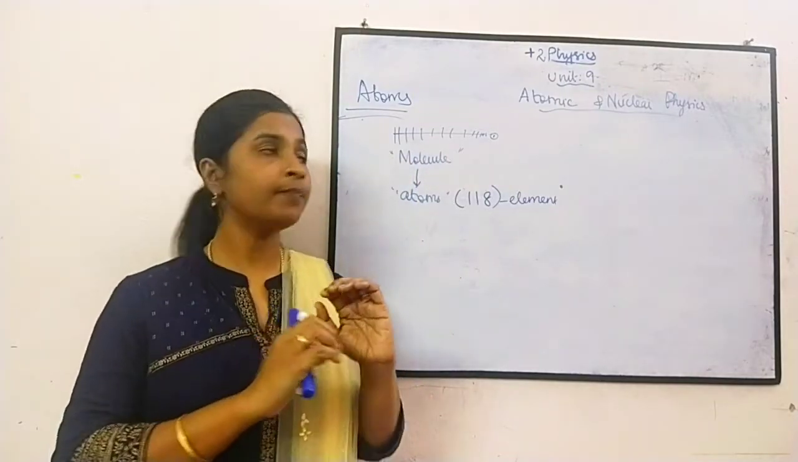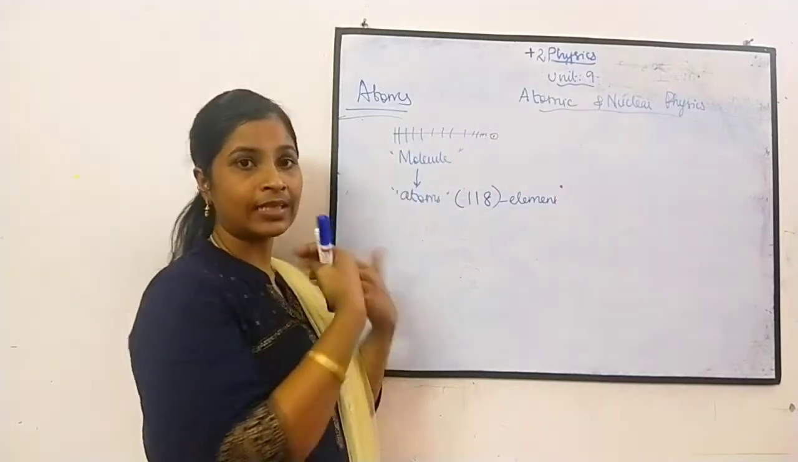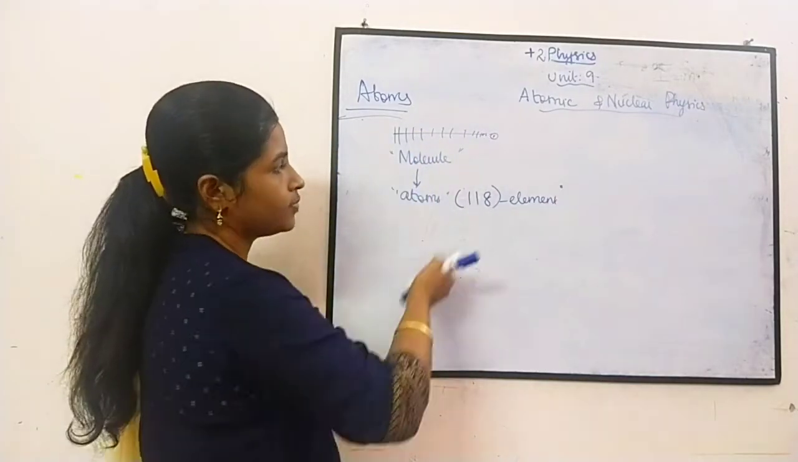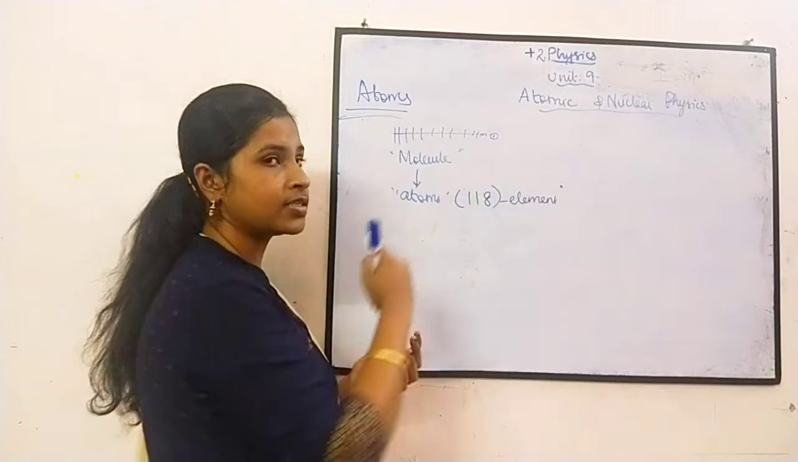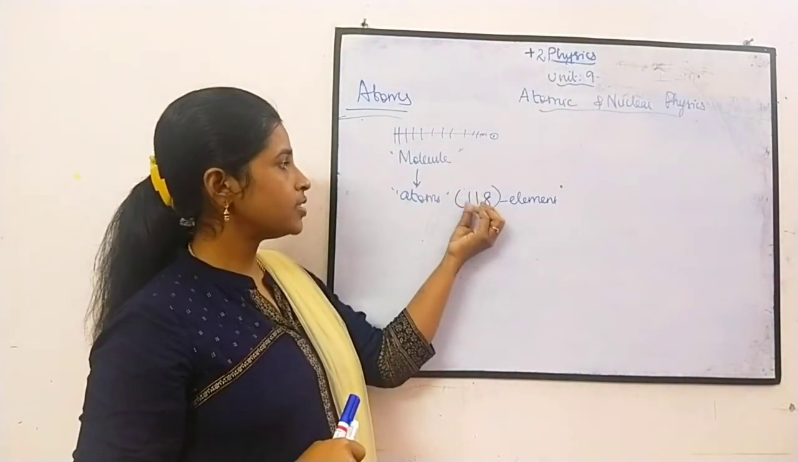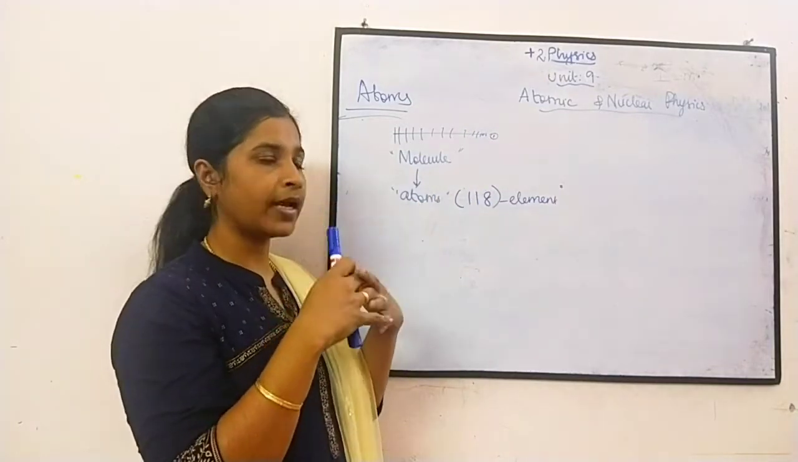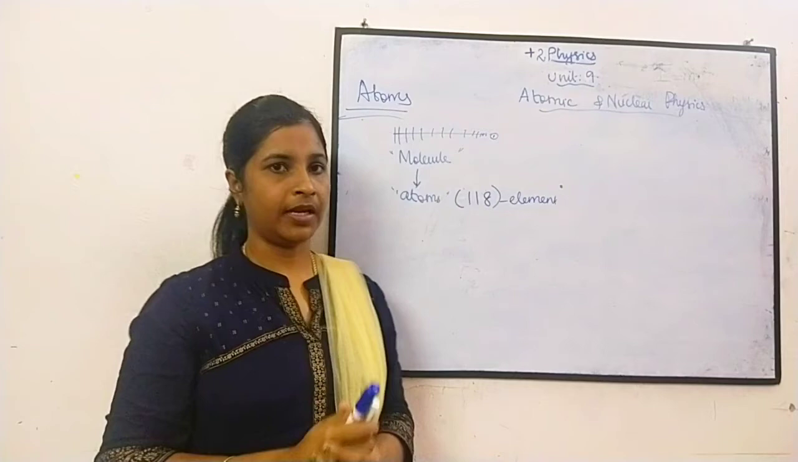At first they thought something was final, that it was a molecule. Later, when they looked further, they found that a molecule is made up of atoms, and the atoms are what we also call elements. So these elements, the 118 elements, combine to form a molecule. That is what they found out.